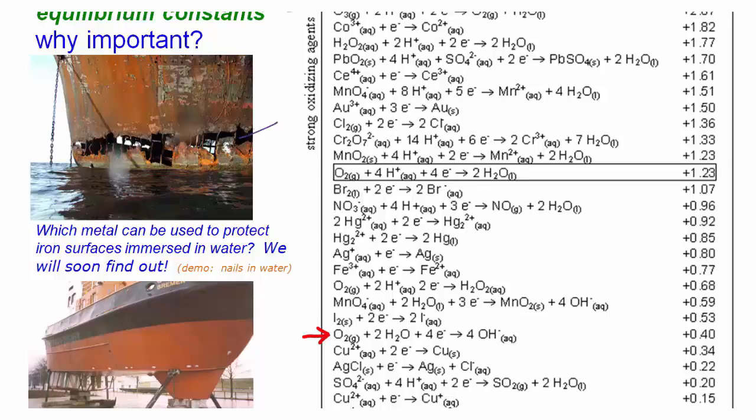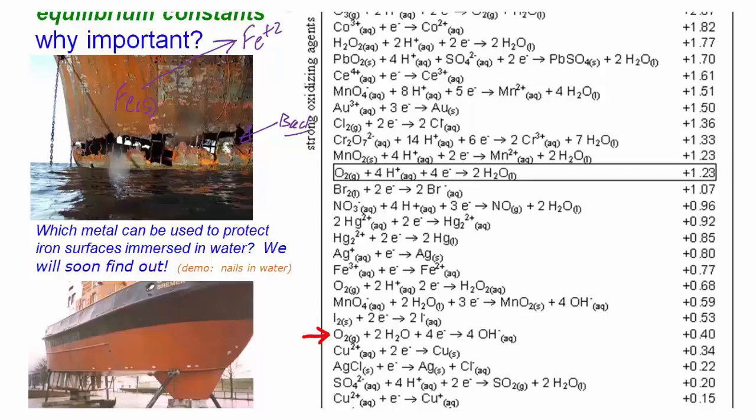Okay, this is bad. You do not want rust. How could you stop rust? Well, take a look at rust. What is it? You have iron solid. That's your metal. What is rust? Well, at some point, iron is getting oxidized, right? Iron is getting oxidized, its oxidation is getting more positive.